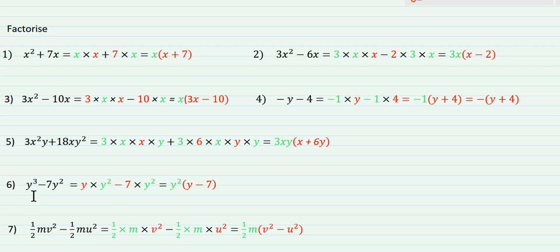Now y cubed minus 7y squared is equal to, I'm going to do it like this. I'm going to say y times y squared. y times y squared is actually y cubed, which is this. Take away 7 times y squared.